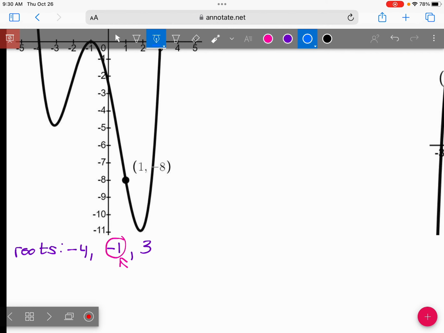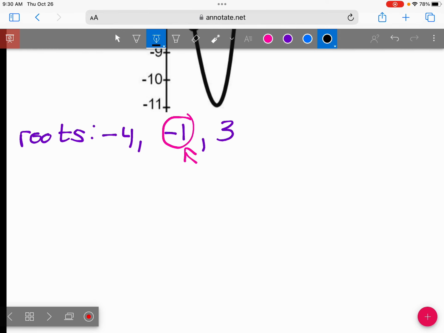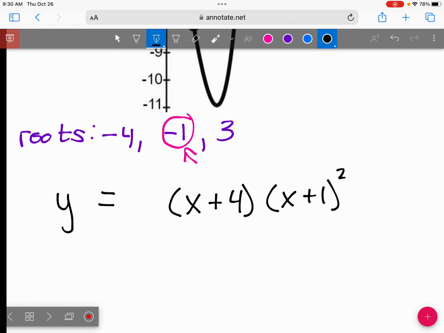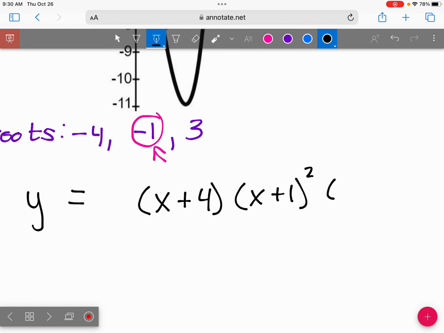So when we start writing this into our factored form, I'm going to zoom it in down here. Y'all have the picture. We're going to have our y equals or f of x equals. I don't care how you mark your function rule. What are our factors? X plus 4, x plus 1 squared, and x minus 3.